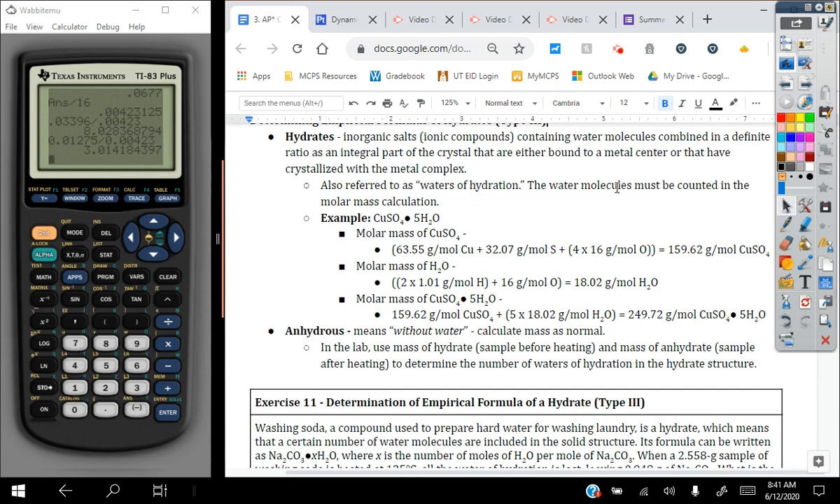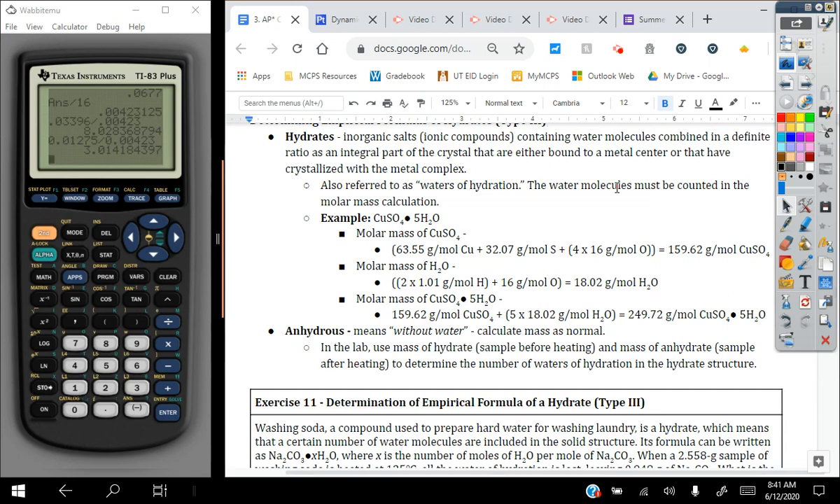So for example, I have copper sulfate, CuSO4, and it is called copper sulfate pentahydrate because there's 5 water molecules attached. These are also sometimes referred to as waters of hydration. You do need to count these when you're doing your molar mass for a hydrate. If it's just the ionic compound, you find the molar mass of copper sulfate, which you can see here is 159.62 grams per mole. We find the molar mass of water, which we know is 18.02 grams per mole.